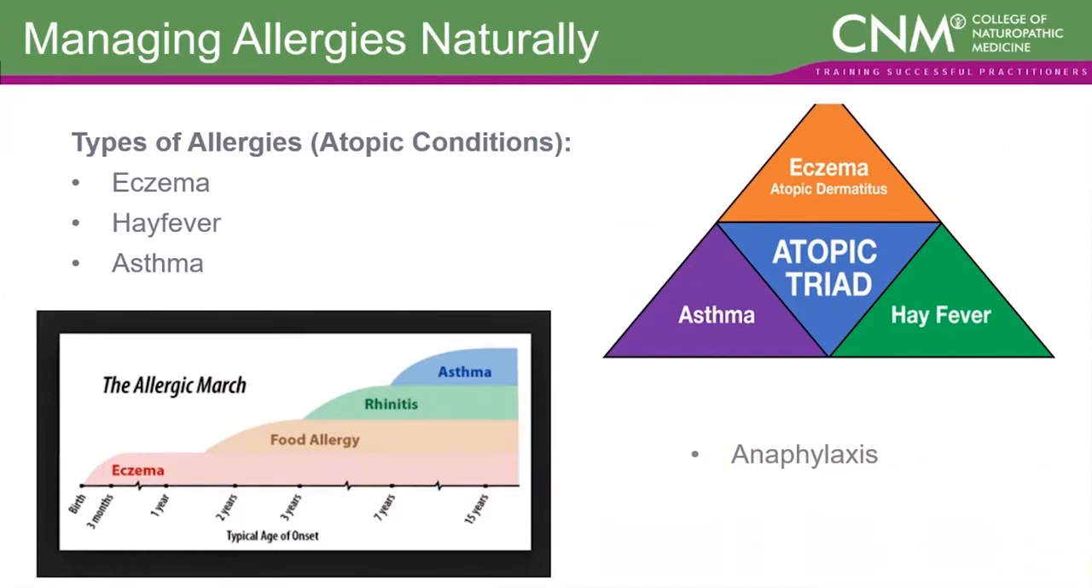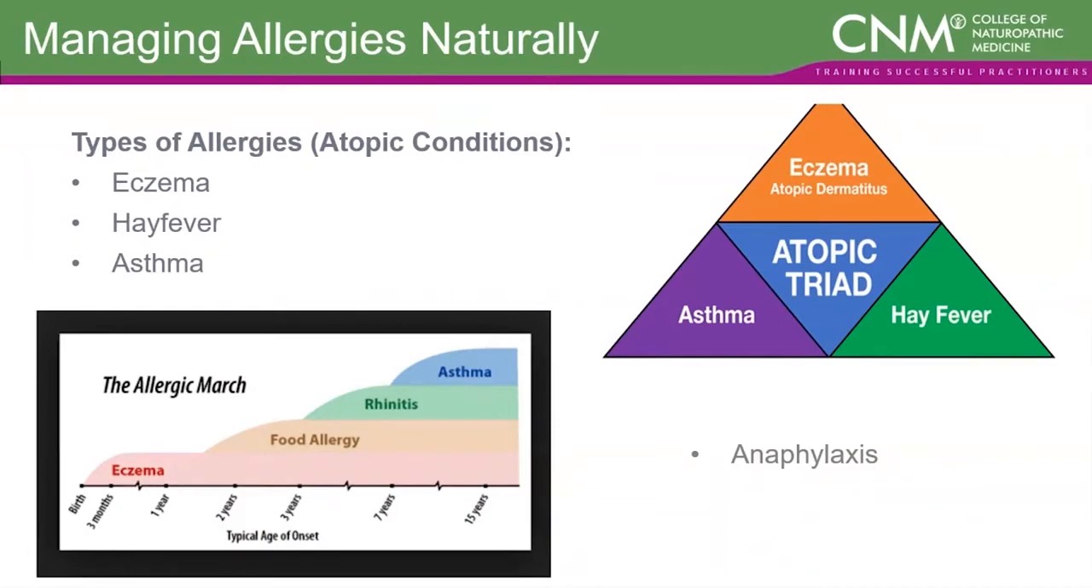Now, you may have come across something called the atopic triad. What the atopic triad is, is a triangle of collective atopic conditions. So we have eczema at the top, hay fever, and asthma. And the reason why they put this into a triad is because you often find that within either families or within an individual, they often have, if not all, multiple atopic conditions.